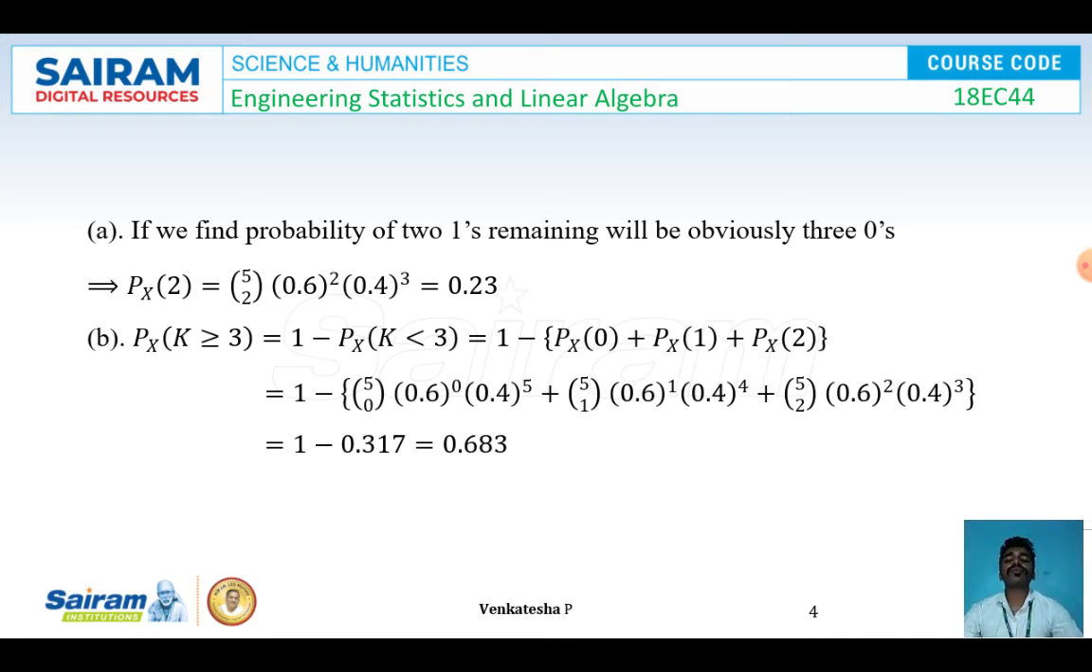So 1 minus, in the previous expression, putting x is equal to 0, we get 5C0, 0.6 whole power 0, 0.4 whole power 5, plus 5C1, 0.6 whole power 1, 0.4 whole power 4, plus 5C2, 0.6 whole square into 0.4 whole power 3. On expanding, it will be 1 minus 0.317, so it will be equal to 0.683.